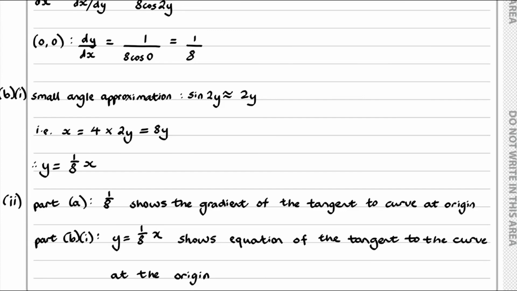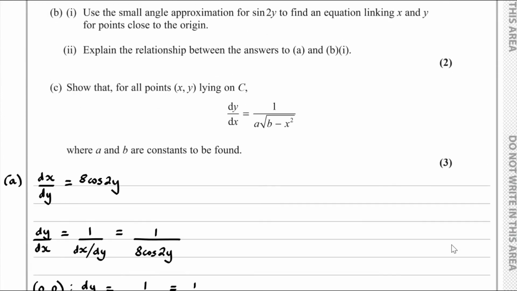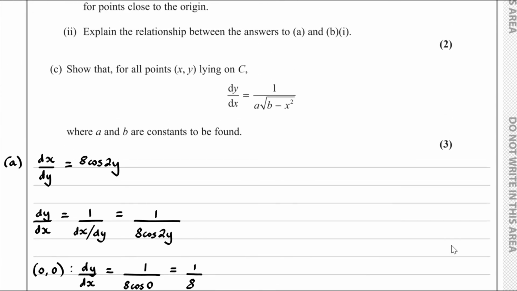So the first part A shows that the 1/8 is the gradient of the tangent to the curve at the origin, and for part B(i), y equals 1/8 x is the equation of the tangent to the curve at the origin. And now for part C of the question, we have to show that for all points x and y lying on C, dy over dx is equal to 1 over a lots of the square root of b minus x squared, where a and b are constants to be found.